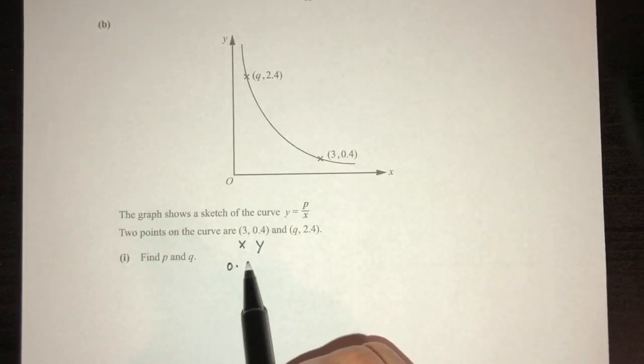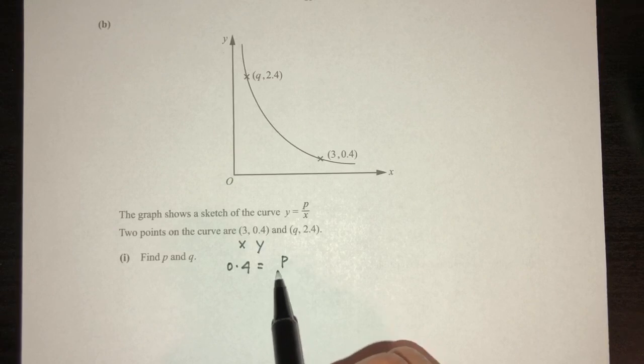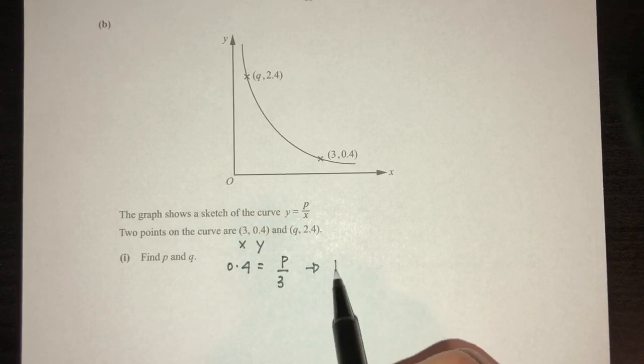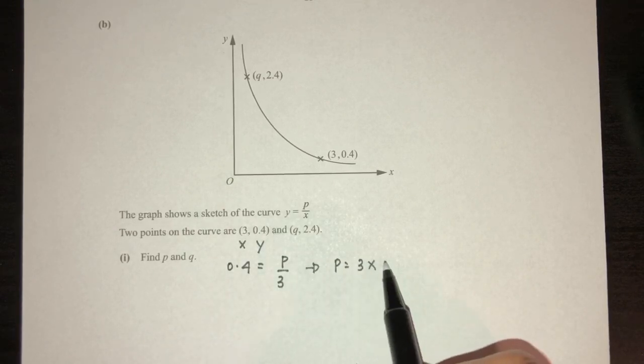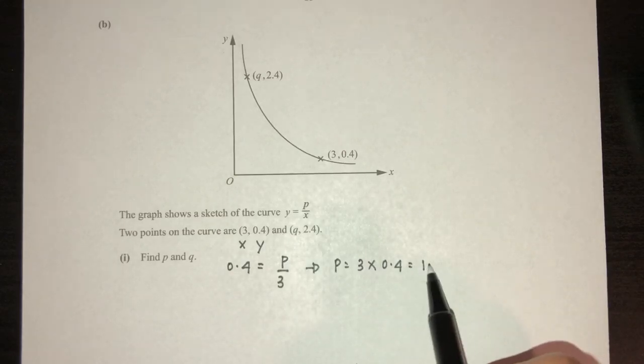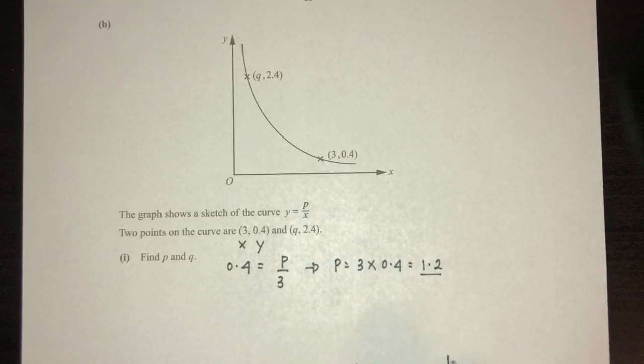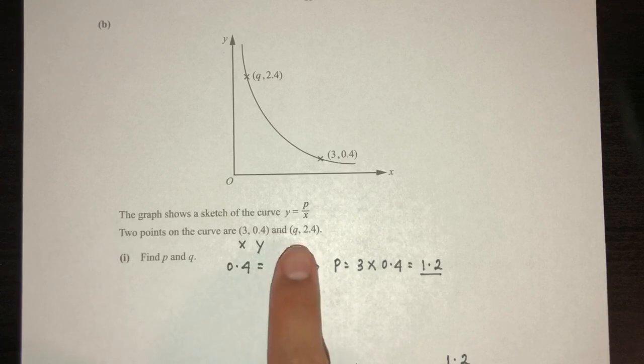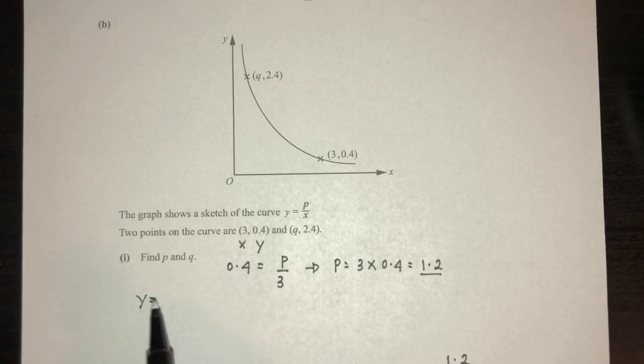Replace back in the equation. You will have 0.4 is equal to P over 3. So P will be 3 times 0.4. That will be 1.2. So P is 1.2. Now to find the value of Q, we have to use our equation. So Y is equal to P, which is 1.2, divided by X.